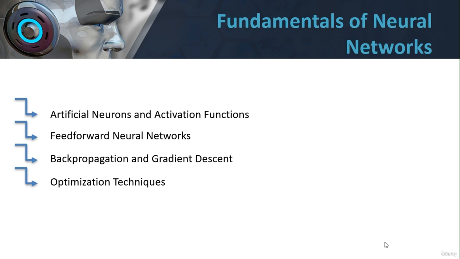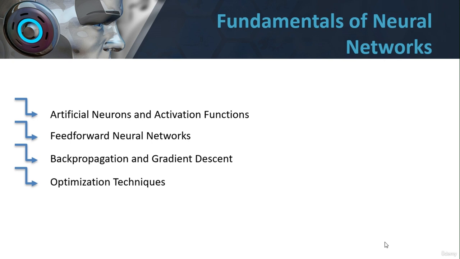Third one we have backpropagation and gradient descent. Backpropagation is a crucial algorithm for training neural networks. In this section, we unravel the mechanics of backpropagation, explaining how it calculates the gradient of the loss function with respect to the network's parameters. We also discuss gradient descent optimization algorithms, including stochastic gradient descent, known as SGD, Adam, and RMSprop.